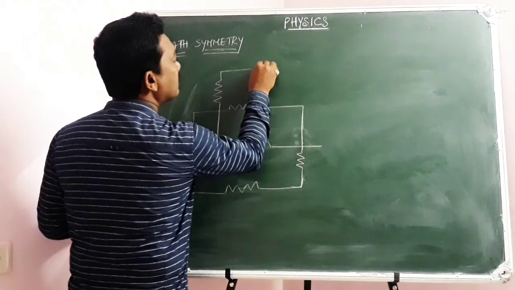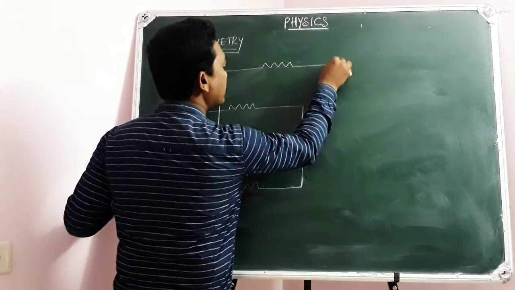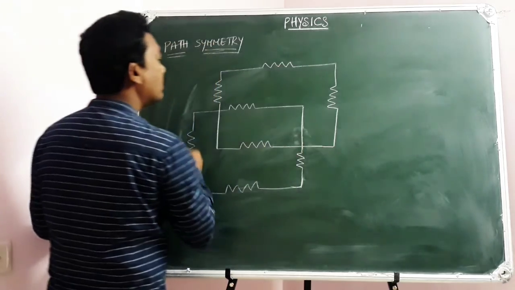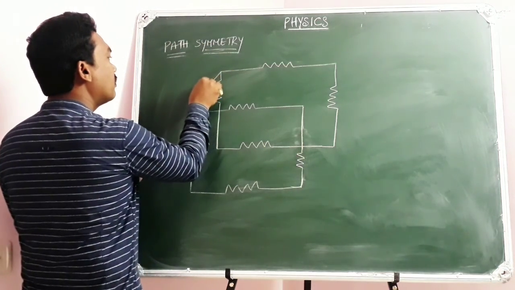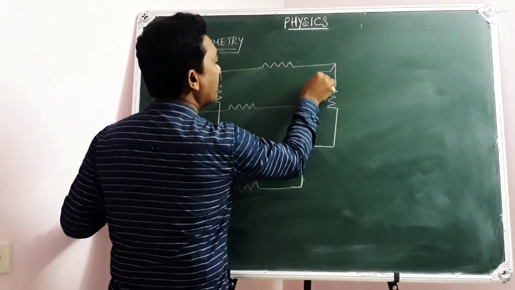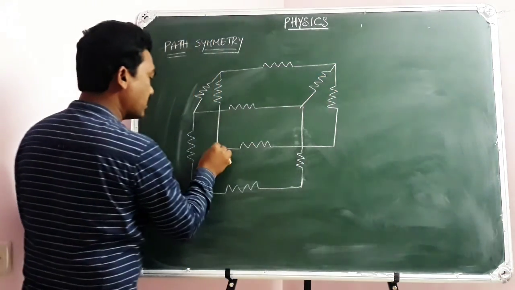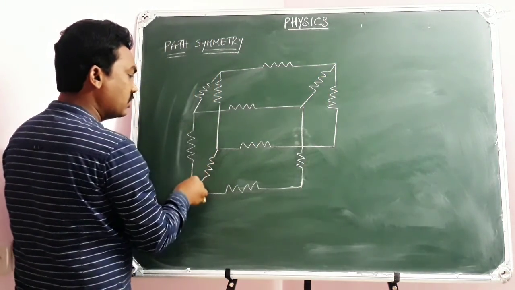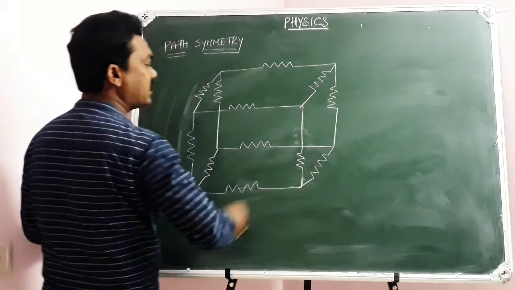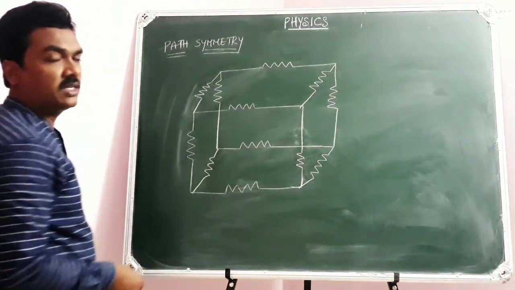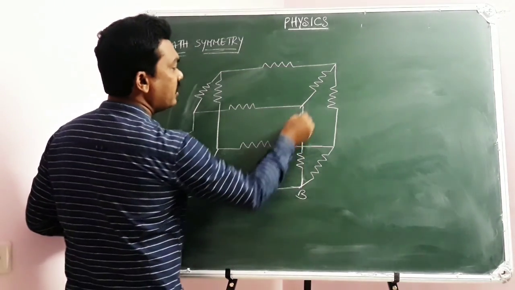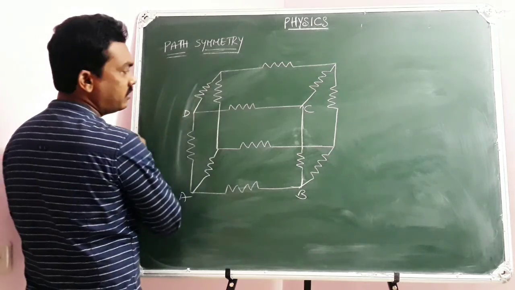Along the sides, in this way, we have connected all identical resistors along the sides of a cube. As we have 12 sides, we have 12 identical resistors, and let me name them A, B, C, D.